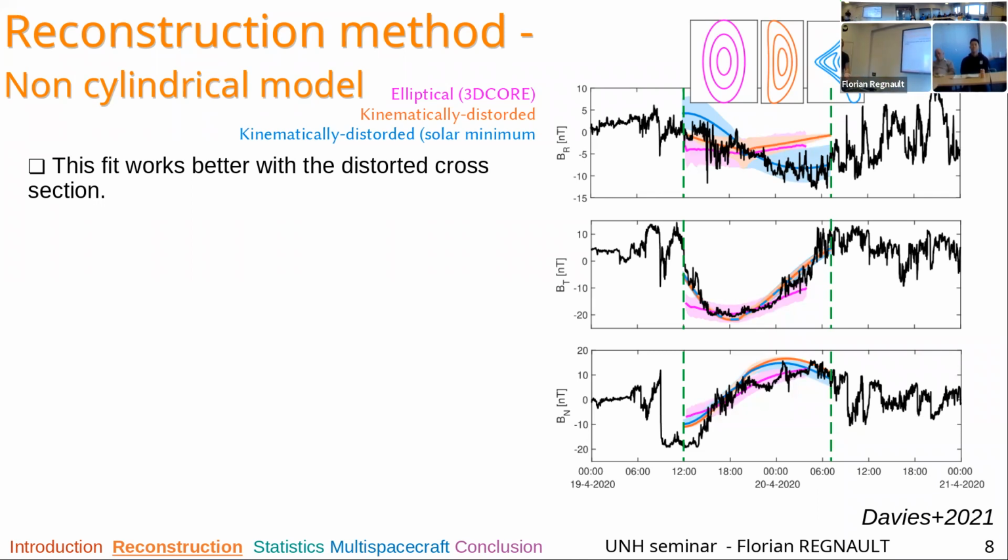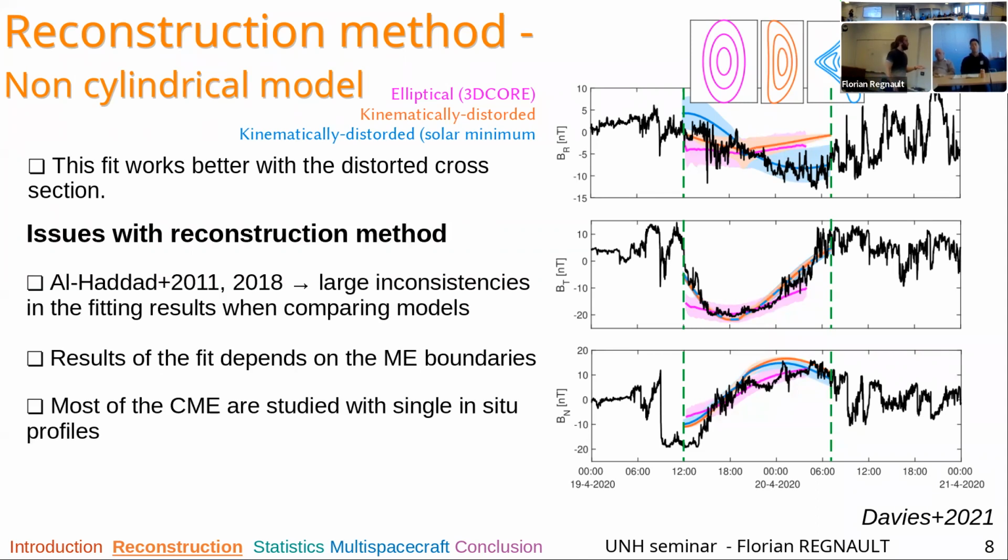But there are some issues with reconstruction methods, some strong limitations that I'm going to show you. First, Al-Haddad et al. in 2011 and 2018 showed that there are some large inconsistencies in the fitting methods: we use different models for the same CME, and we don't find exactly the same results. That's kind of an issue. Then the results of the fit depend on the magnetic ejecta boundaries. Just choosing where the magnetic ejecta starts and when it ends is already an issue in the community.